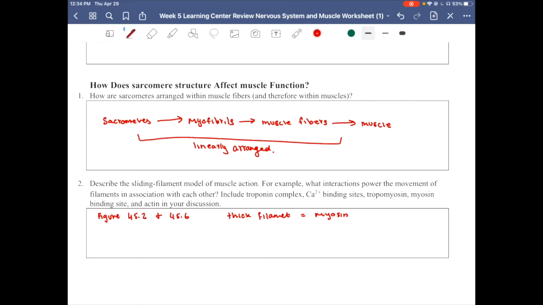I also like to watch YouTube videos on the sliding filament theory because the visualization really helps. Sometimes it's just a lot of words, like when I'm talking or when you're reading the book, but watching a YouTube video and just typing sliding filament theory is super helpful because they show how the myosin actually binds and how tropomyosin actually moves out of the way. So I would highly recommend that.